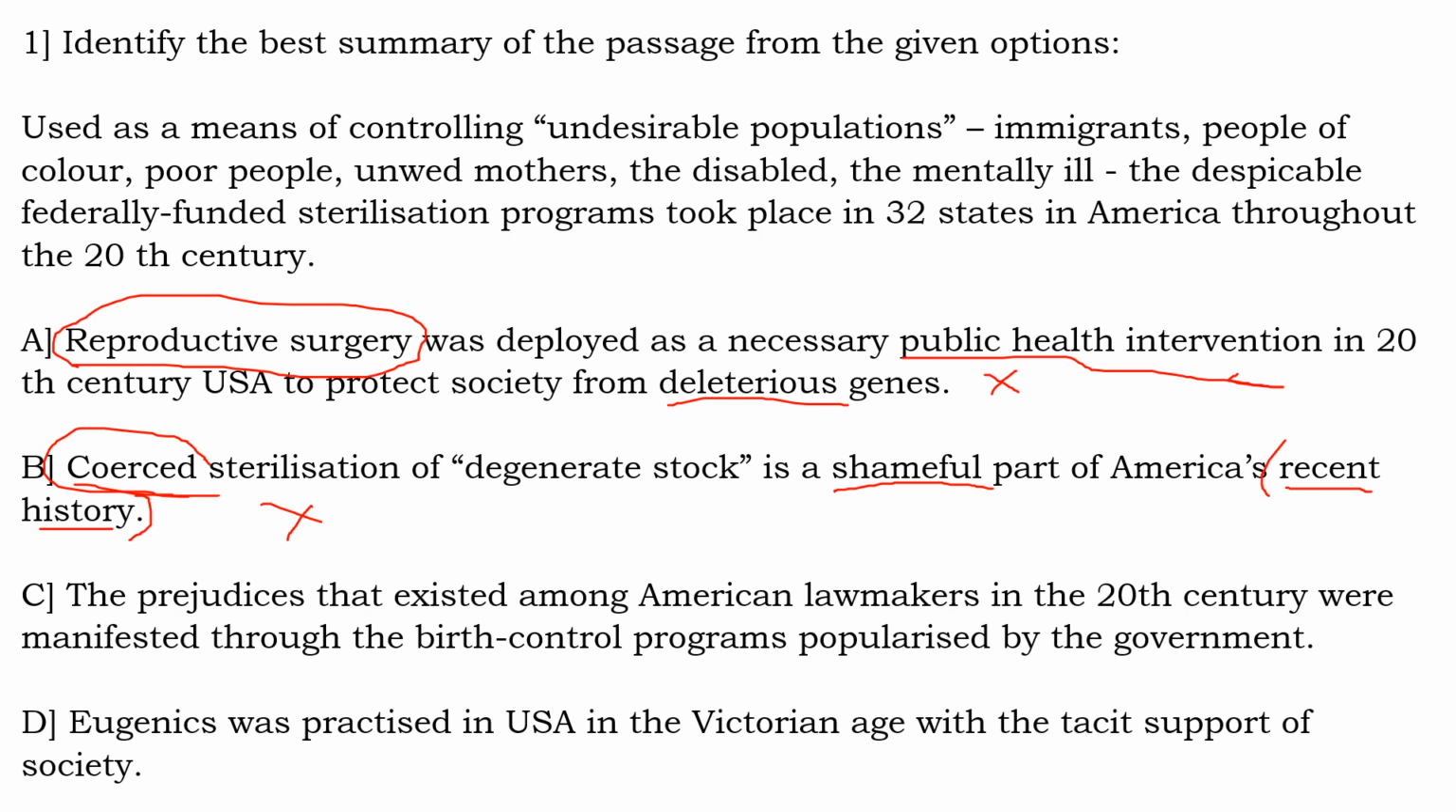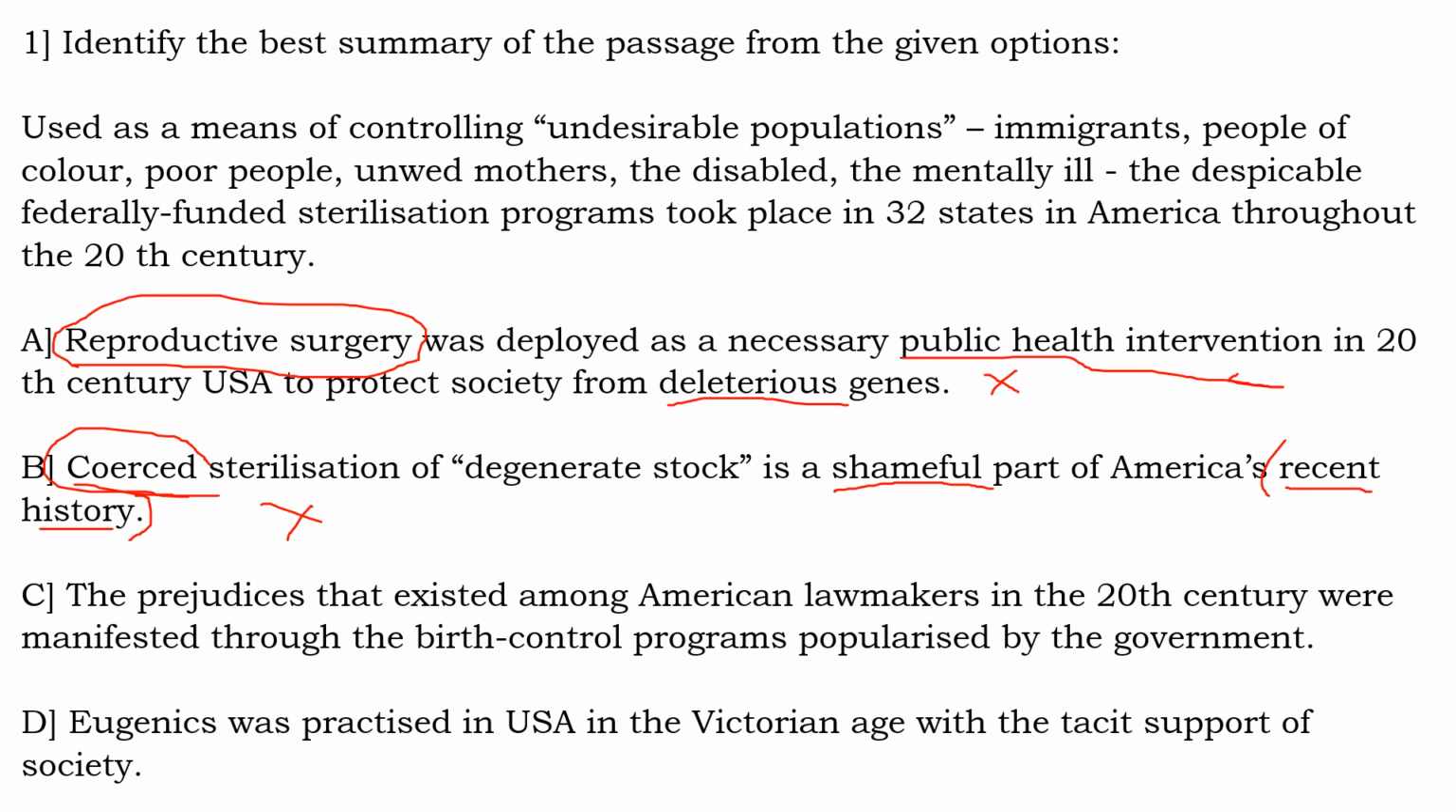So, the prejudices that existed among the American lawmakers in the 20th century were manifested. Whether this part is correct: prejudices. What is a prejudice? A blind belief. So what is the blind belief here? The blind belief was that undesirable populations like immigrants, people of color, and poor people should be controlled. So this is a prejudice, and it existed among American lawmakers. Are we talking anything about the American lawmakers? Directly we are not, but that is the inference here. So this is how you find out the inference.